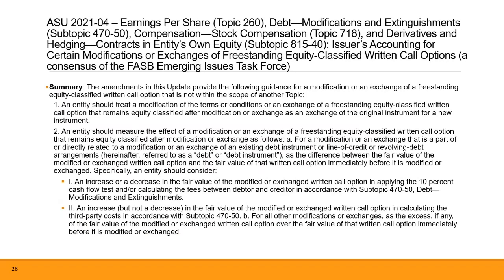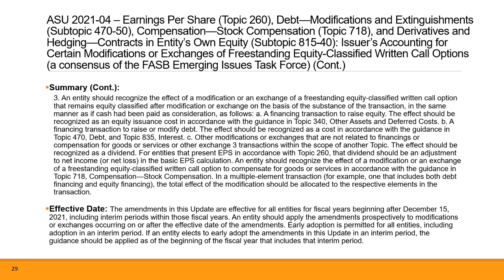The amendments in this update affect all entities that issue freestanding written call options that are classified in equity. Specifically, the amendments affect those entities when a freestanding equity classified written call option is modified or exchanged and remains equity classified after the modification or exchange. The amendments that relate to the recognition and measurement of EPS for certain modifications or exchanges of freestanding equity classified written call options affect entities that present EPS in accordance with the guidance in Topic 260, Earnings Per Share. And there's some more information on the second slide there regarding that ASU.